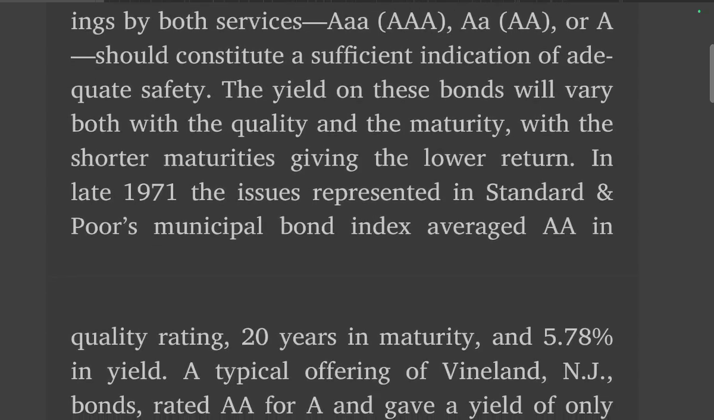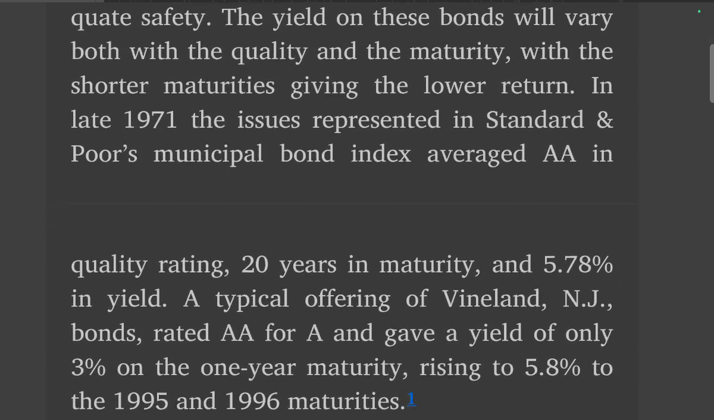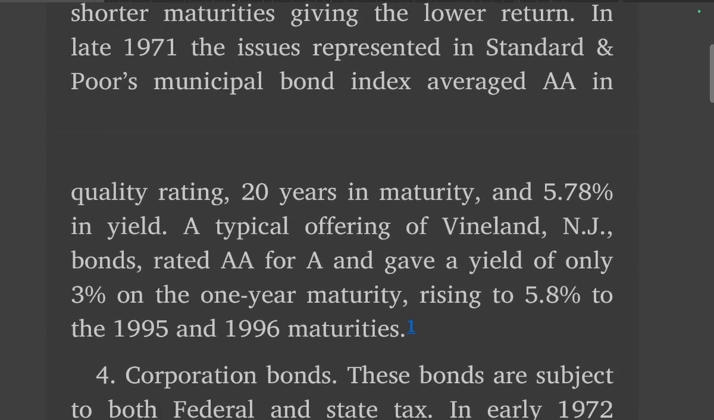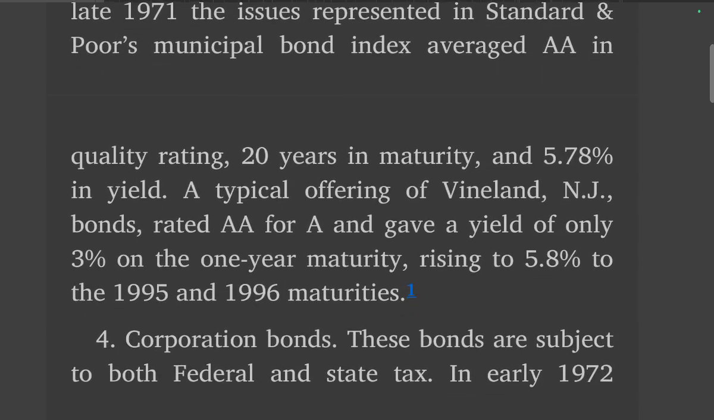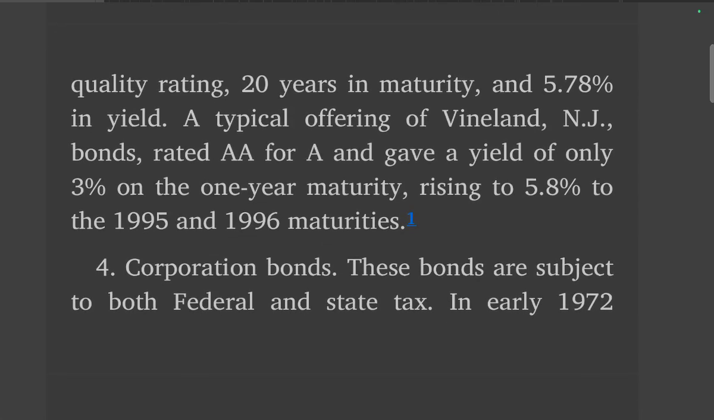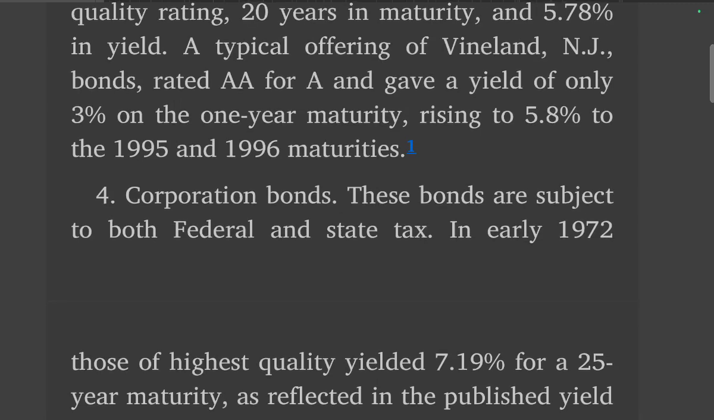a lower return. In 1971, the issues representing the Standard & Poor's municipal bond index averaged AA in quality rating and 20 years in maturity, with a 5.78% yield. A typical offering of Vineland, NJ bonds rated AA gives a yield of 3% on the 1 year maturity, rising to 5.8% for the 1995-1996 maturities.